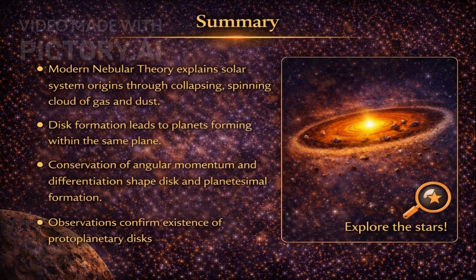In summary, modern nebular theory explains solar system origins through collapsing, spinning clouds of gas and dust. Disk formation leads to planets forming within the same plane, shaped by conservation of angular momentum and differentiation. Observations confirm the existence of protoplanetary disks, inviting us to explore the stars.